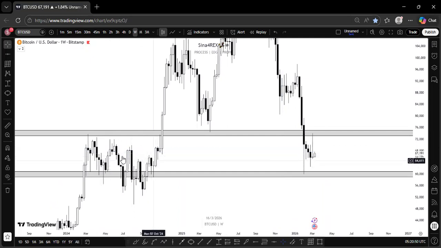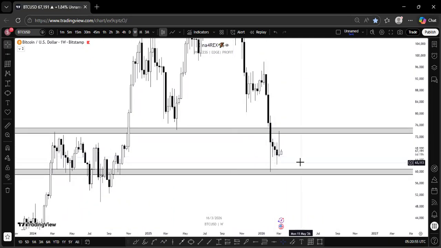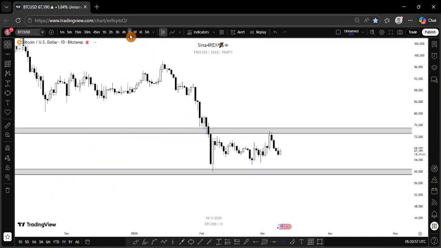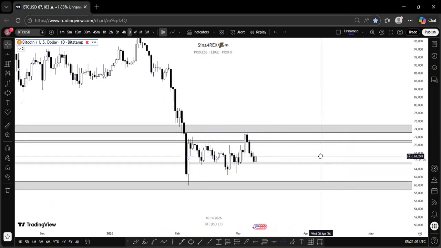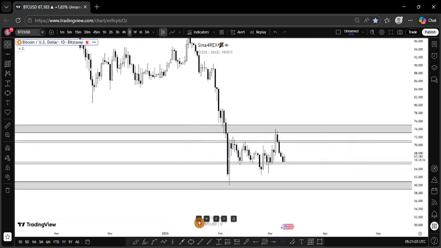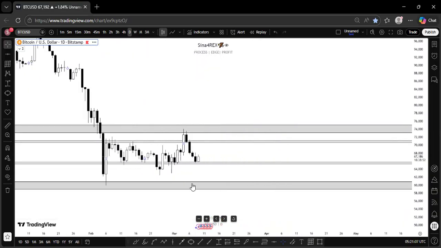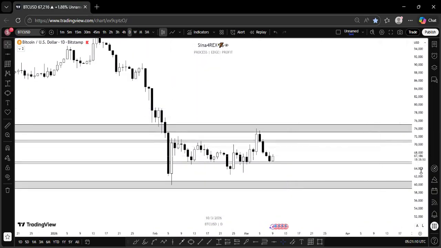This is a ranging zone. There are so many zones here that we can mark, but I just don't want to make our chart dirty. So let's just look at the daily time frame where we as day traders, we would be taking much trade from. So as you can see from the daily time frame, you can see price ranging.